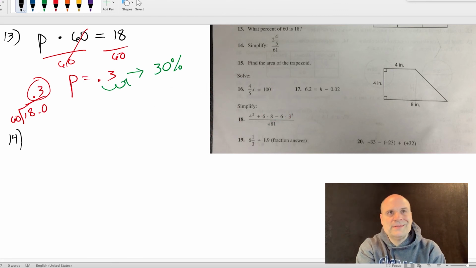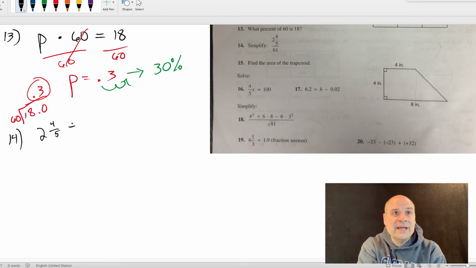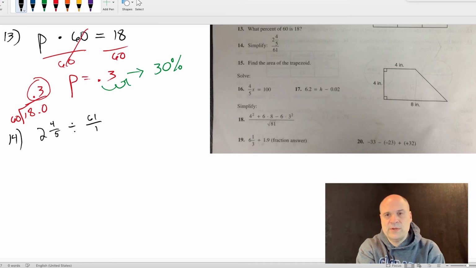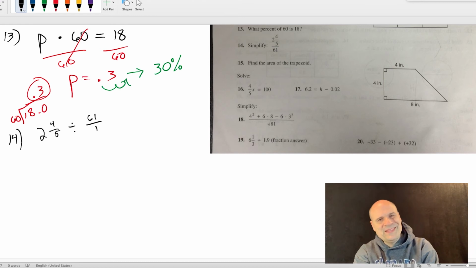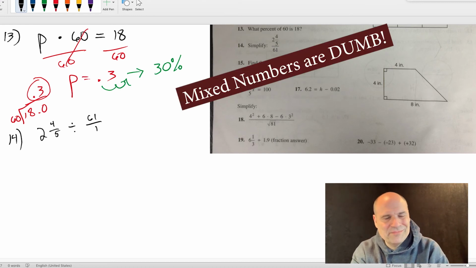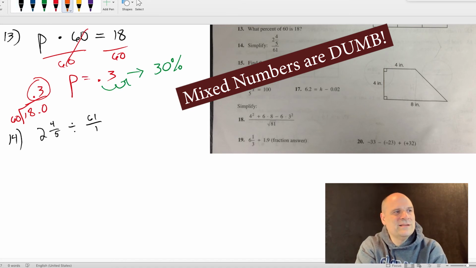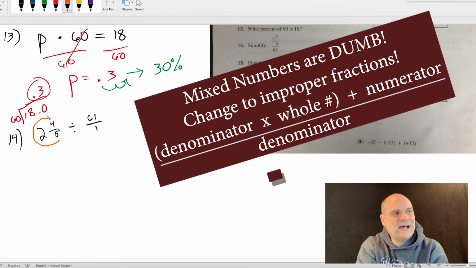All right, 14 is just a division problem. So we're going to rewrite this as a division problem. 2 4/5 divided by 61. Well, remember, we have to write that as a fraction, so 61 over 1. All right, well, what do we think of mixed numbers? We don't like them. We wish they would leave us alone, okay? Let's change that mixed number into an improper fraction. So remember to do that, you multiply 5 times 2, add 4, keep it over 5. 5 times 2 is 10, plus 4 is 14 over that same 5, divided by 61 over 1.